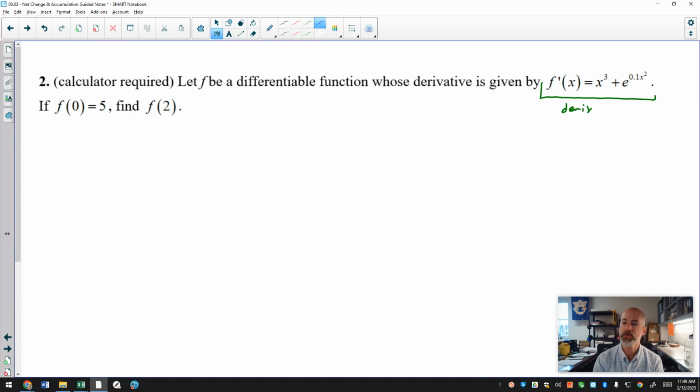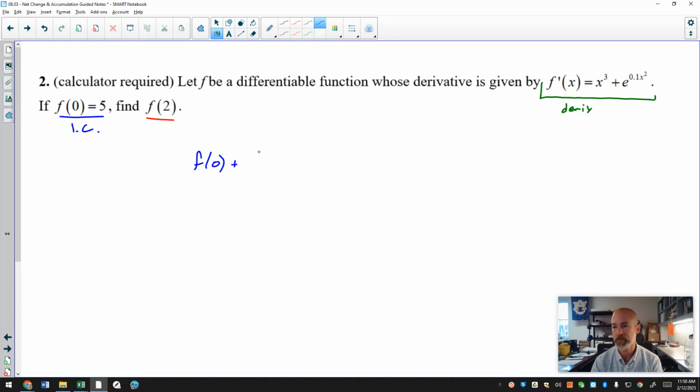We have an initial condition, and I want to know where I am at a later time. So what I'm going to do is start with what I know. I'm starting at f of 0. I need to know how much this function changes from 0 to 2.